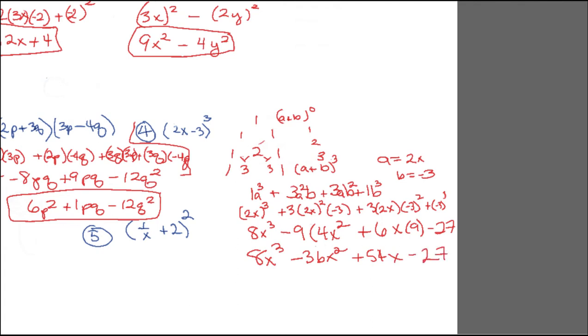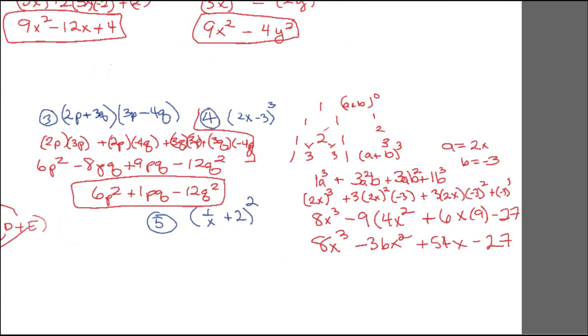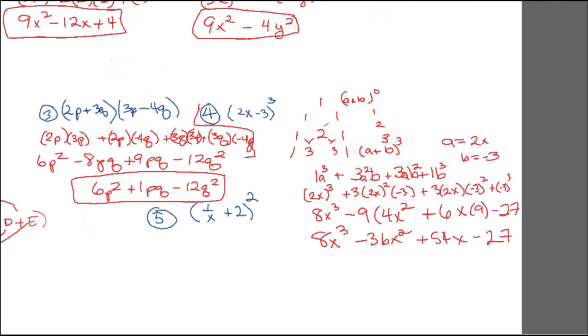So this is a lot easier than taking 2x minus 3 times itself and then taking that answer times another 2x minus 3. It's a lot quicker. Try to get familiar with Pascal's triangle. Here, this is something that they might throw at you just to confuse you. Don't let it fool you.